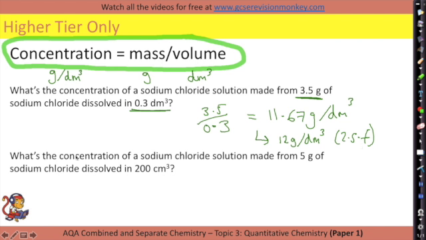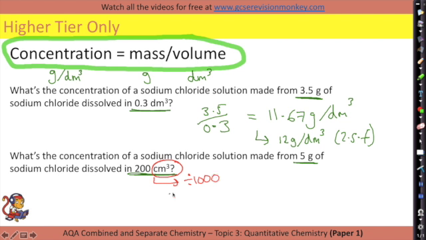Second question here, what's the concentration of a sodium chloride solution made from 5 grams of sodium chloride dissolved in 20 centimetres cubed? Now this is where people make mistakes and lose marks. They just see this and think to themselves, okay, I just need to do 5 divided by 200. But you don't, because you must notice that this volume that they've given you in is in centimetres cubed, not decimetres cubed. So to get to decimetres cubed, you need to divide by 1,000.